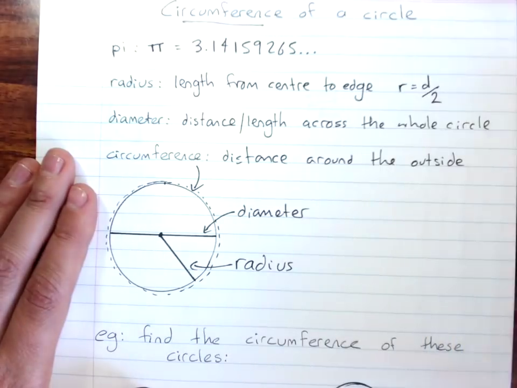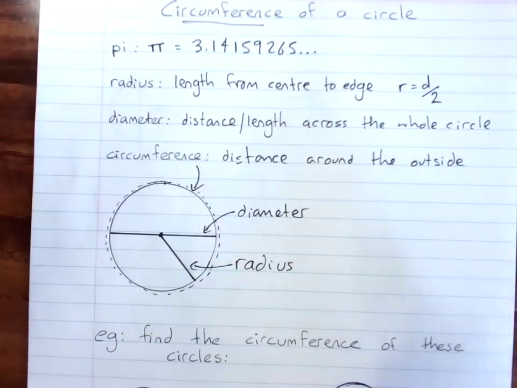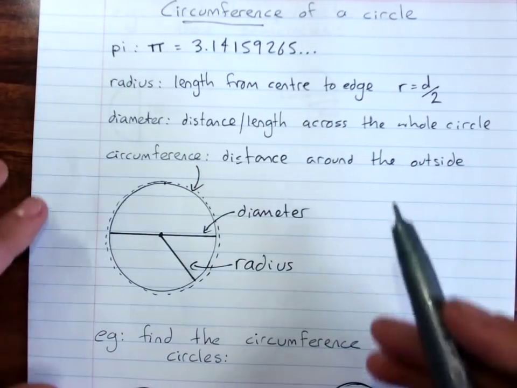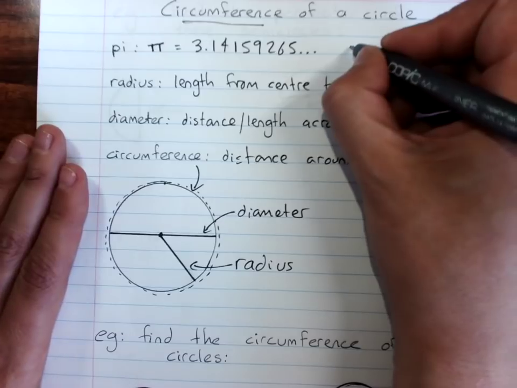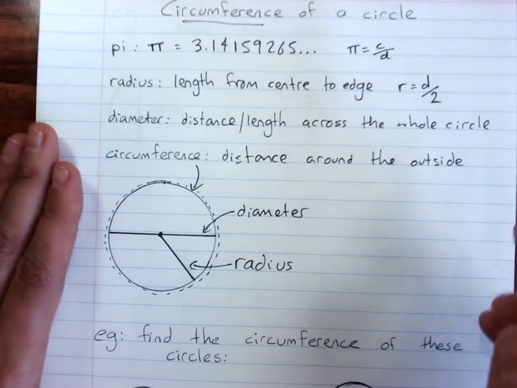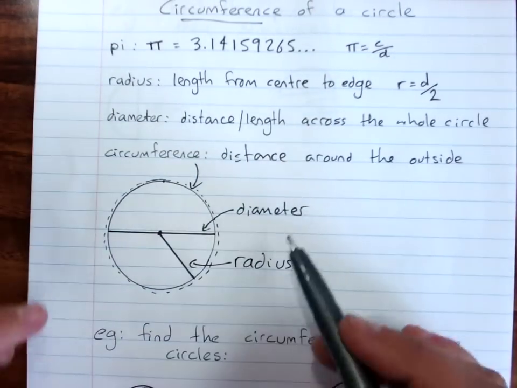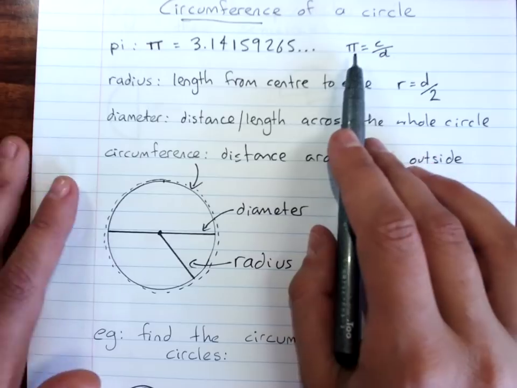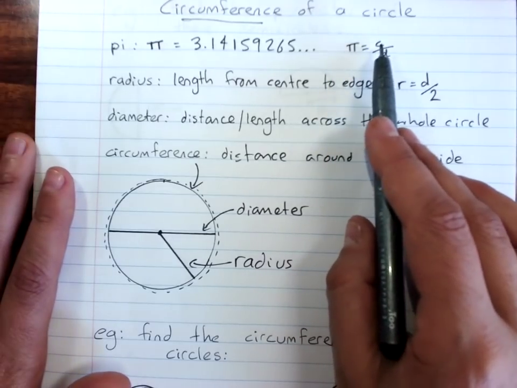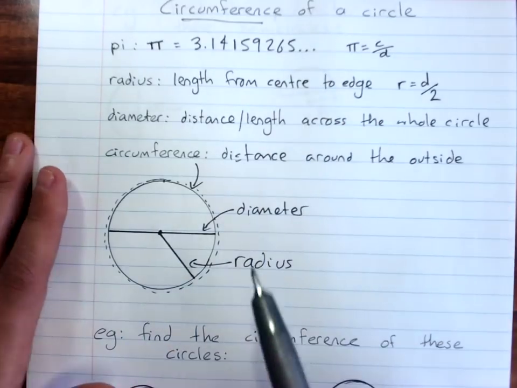3.141592655, etc. Now we've discovered that pi turns up in all circles, and pi is the circumference divided by the diameter. We don't really need to know this to do our work, but that's where we got it from. If we measured every circle in the world and measured its circumference and its diameter and divided them out, we'd get pi.